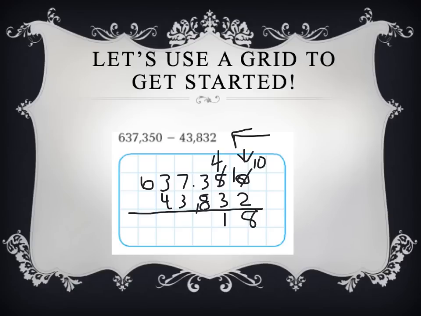Now we have 3 take away 8. Can you do it? I hope you said no. So we need to go to the 1000s place, the digit before it, and borrow 1. So 7 take away 1 is 6. And then that leaves us with 13. 13 take away 8 is 5. Then 6 take away 3 is 3.